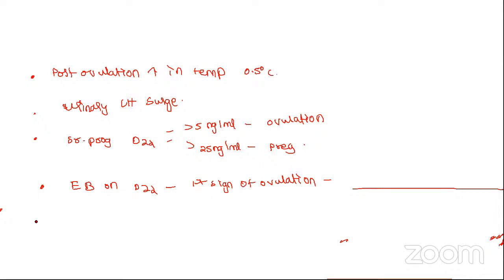Next, on USG, you will see triple line appearance, rupture of dominant follicle, and minimal fluid in the pouch of Douglas.